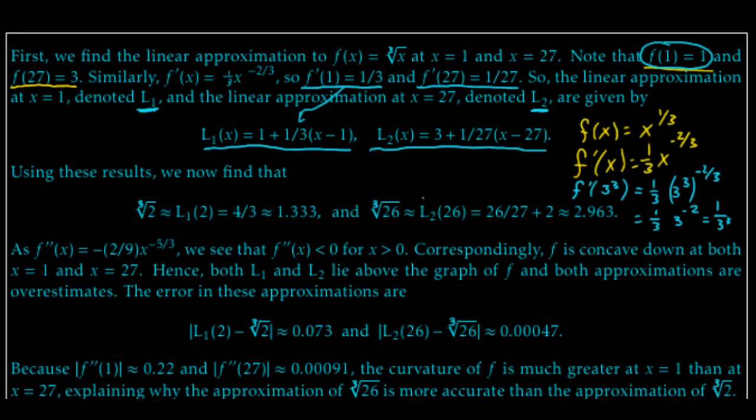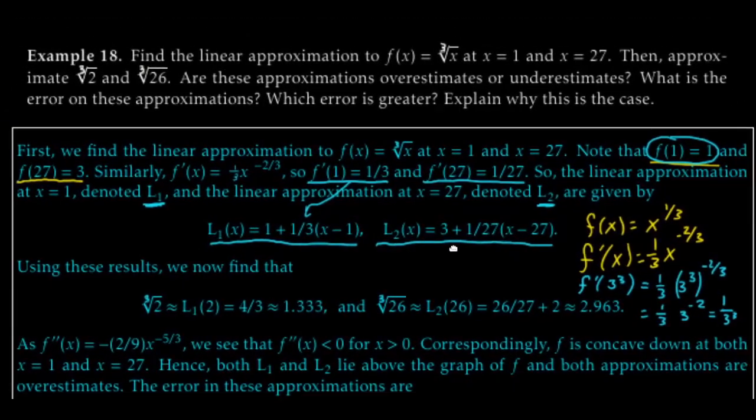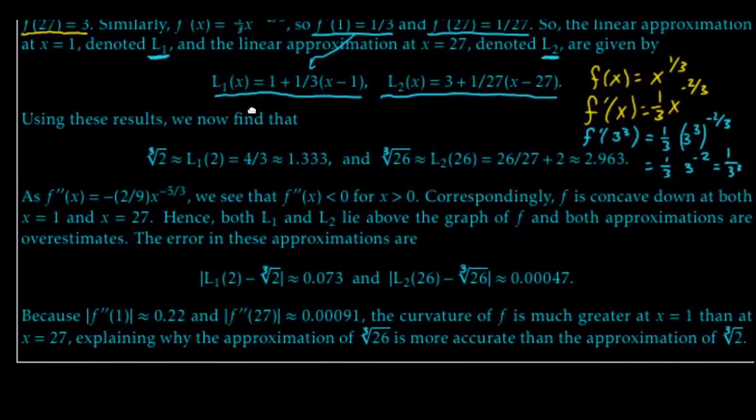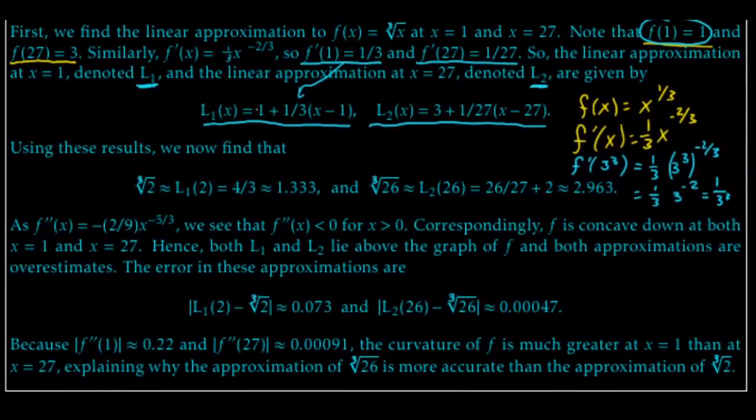So we can use these guys. We can just plug stuff in. We're asked to approximate the cube root of 2 and the cube root of 26. So when we approximate the cube root of 2, we're just going to throw 2 right on into L1. And we'll say, hey, the cube root of 2, it's about L1 of 2.